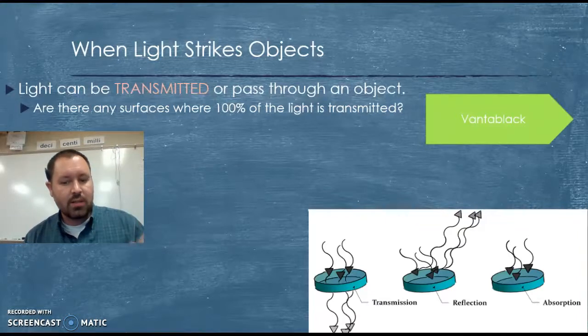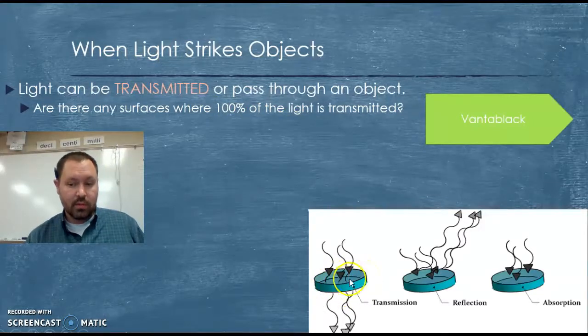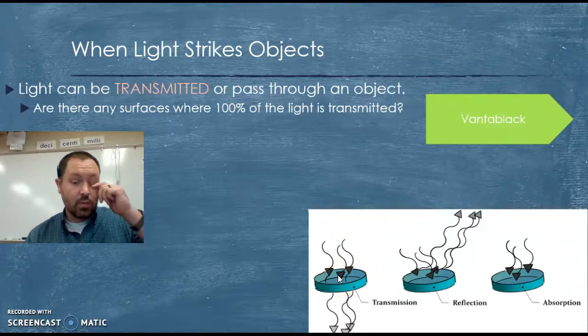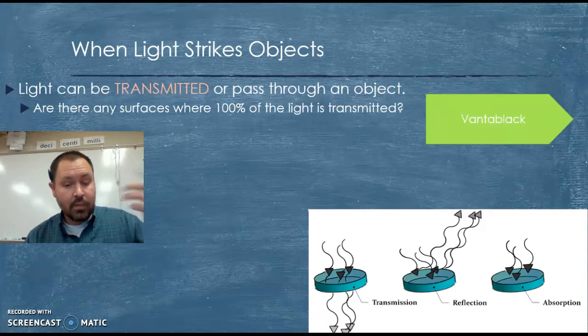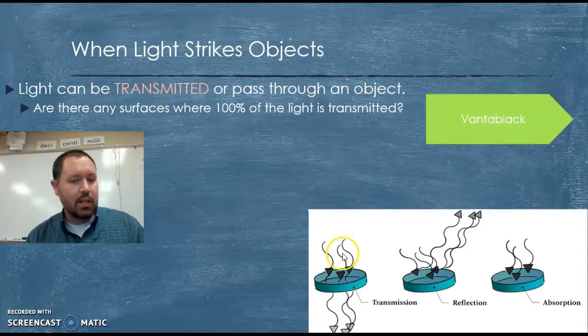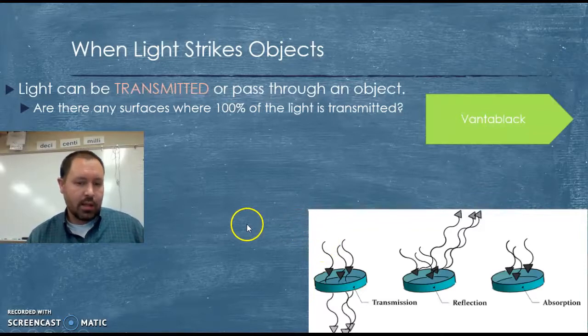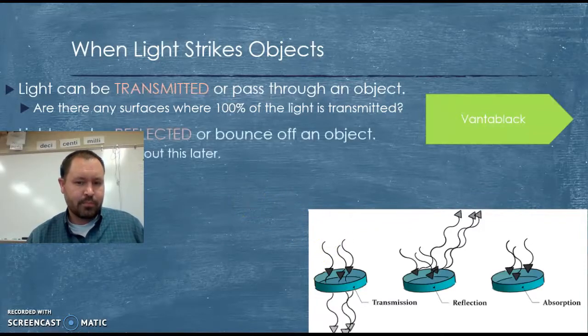Number one, light can be transmitted, or passed through the object. You can see with this arrow right here that the light is going through this substance. Let's say it's glass. Are there any surfaces where light can be 100% transmitted? I'm going to say no. There is some very good glass out there, but no matter how clean the glass is, I can't say 100% of the light is going to make it through. Maybe 99.9% or something like that.